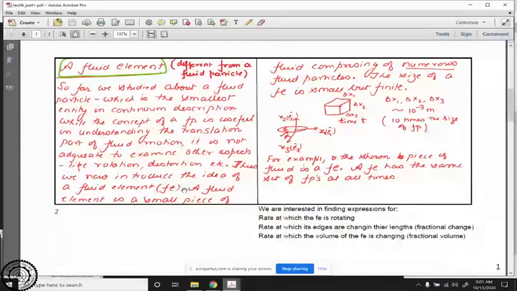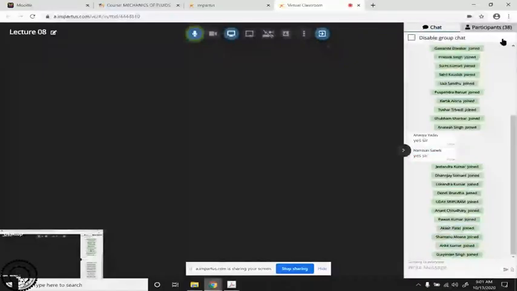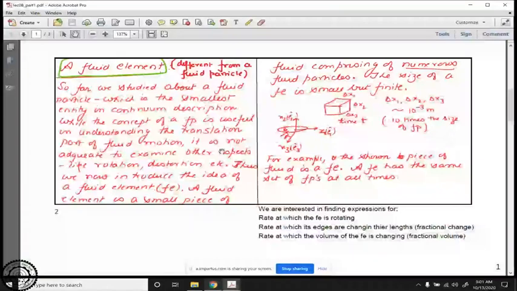All right, so towards the end of the last class, I defined a fluid element. First, you need to pay attention that a fluid element is different from a fluid particle. They are two different entities. Fluid particle definition we have already seen. We are now familiar with that. What is a fluid element?